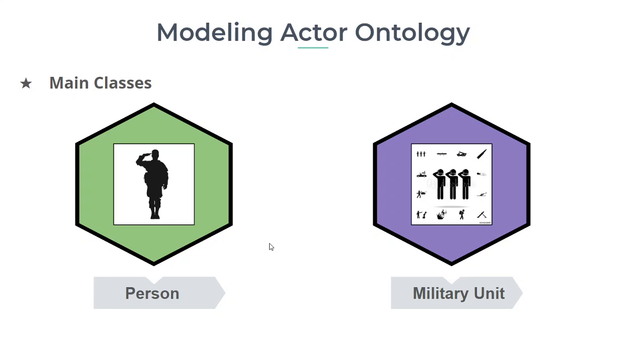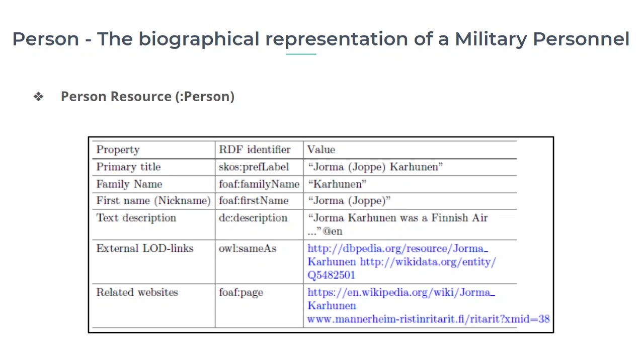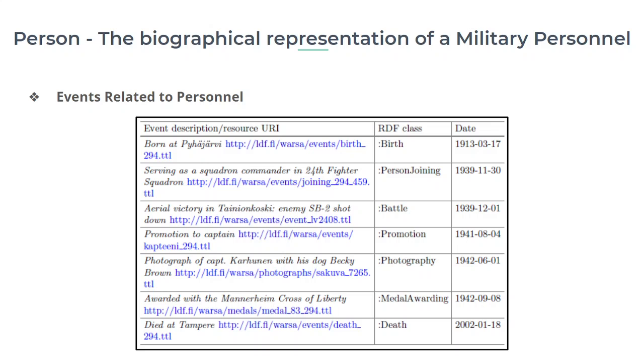So modeling actor ontology has two main classes, which are our actors: person and military unit. First we will talk about person. The biographical representation of a military personnel includes two things: person resource, in which we'll be describing the person, and the events related to that person.